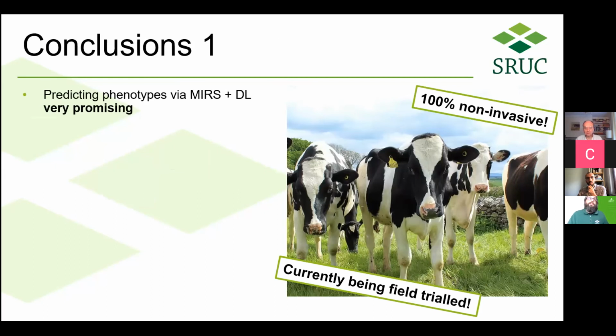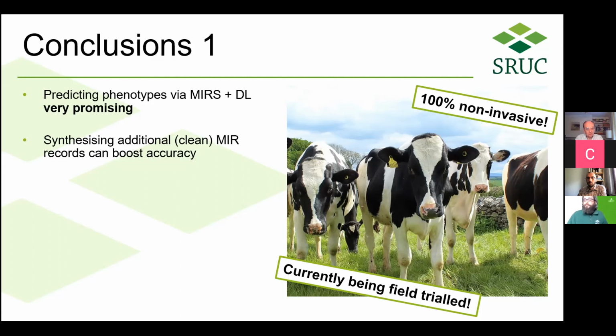So, conclusions: predicting phenotypes using mid-infrared spectral data and deep learning looks to be promising. We're currently field trialing both the TB tool with DEFRA, and we're also field trialing the pregnancy tool with NMR. Sorry, NMR with both of them, but DEFRA's funding the TB trial. We've also shown that synthesizing additional clean data can boost accuracy. And again, we were limited by using SMOTE, but there are deep learning methods that we can look to use to generate completely new data that doesn't rely on the underlying data, which again is something that we're currently looking into.